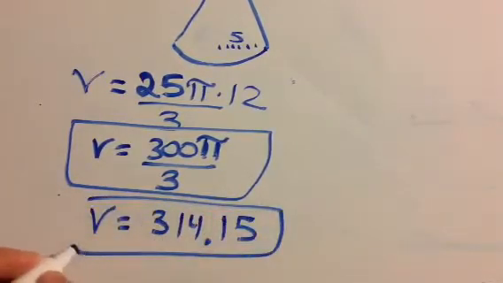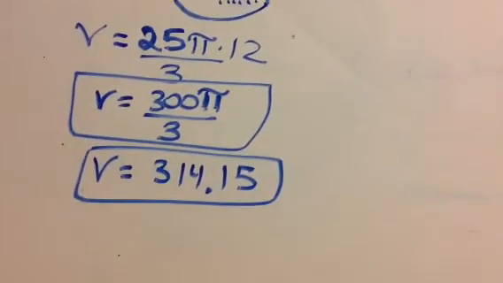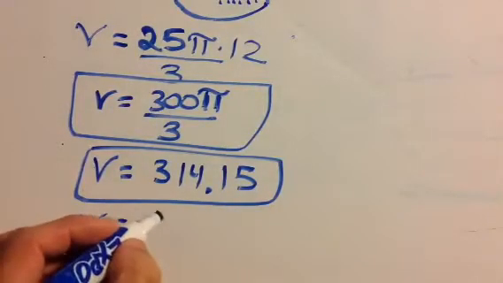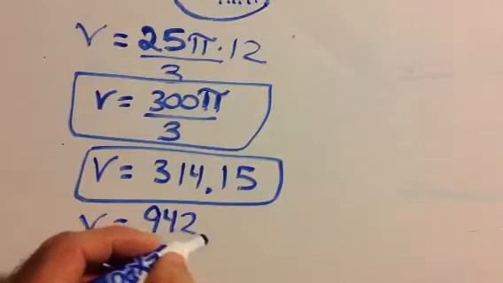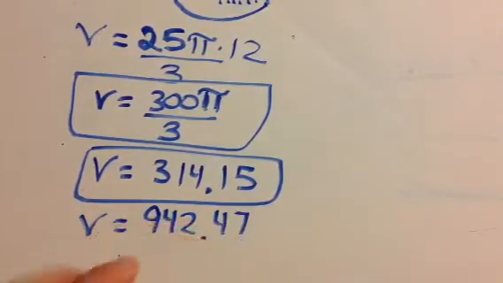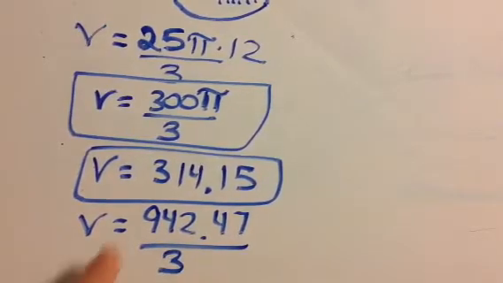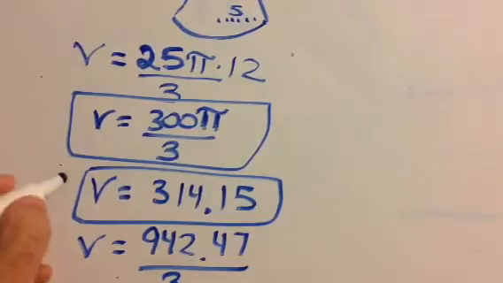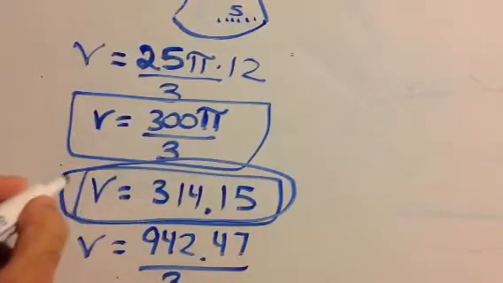For the volume. So how did we get that answer? We did 300 times pi, so the volume is going to be about 942.47, and that 7 keeps continuing, divided by 3. And if we divide that by 3, we would get this answer. That would be our volume.